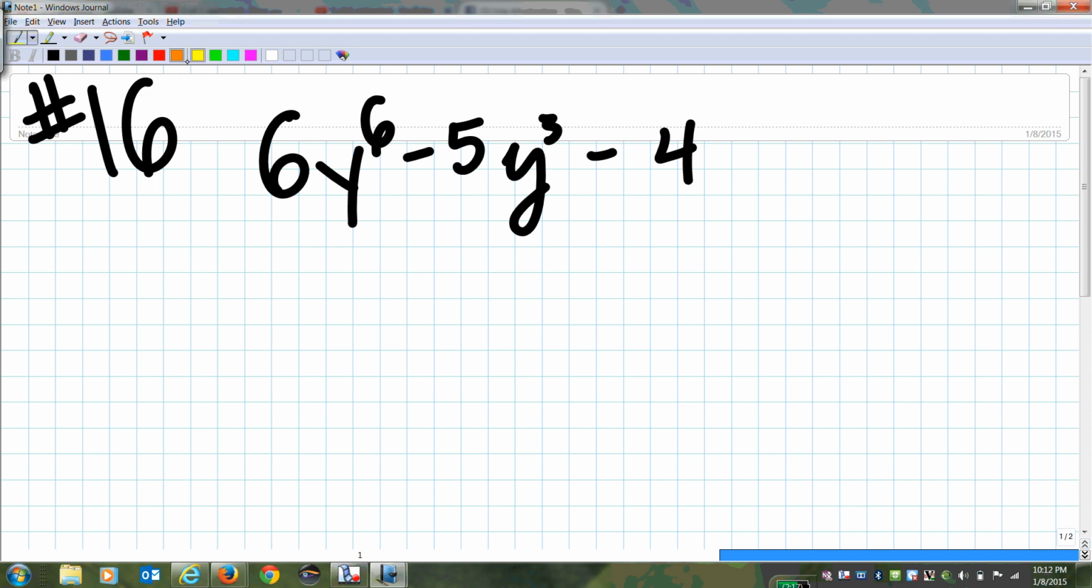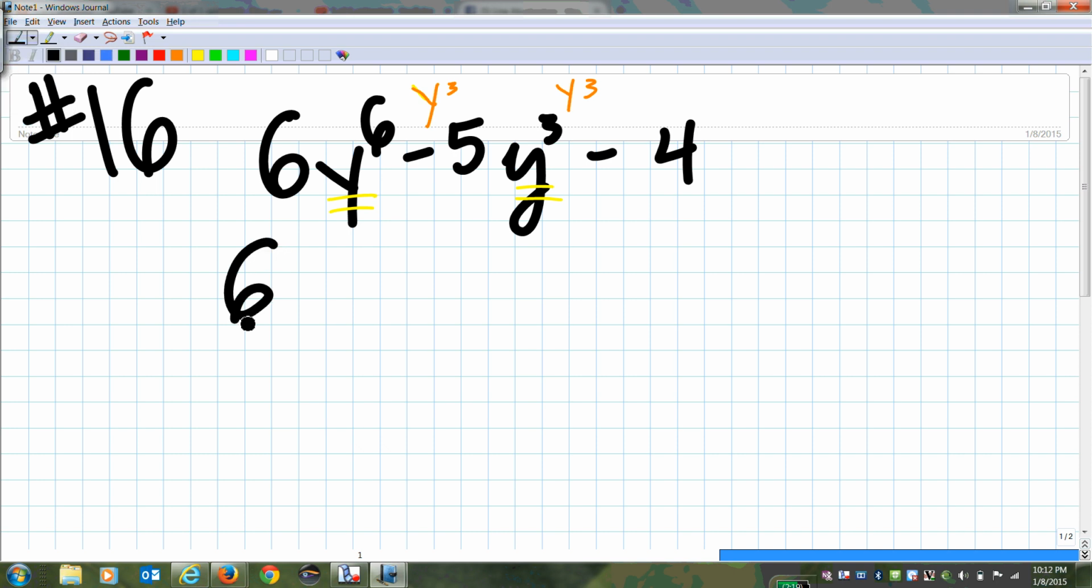Okay, so what you always want to do is ask yourself, is there some sort of common factor you can play with? And if you look really carefully, in both of these, there's a common factor of y cubed, right? You see that? Okay, so we're going to factor that portion out. So watch what I do very carefully.